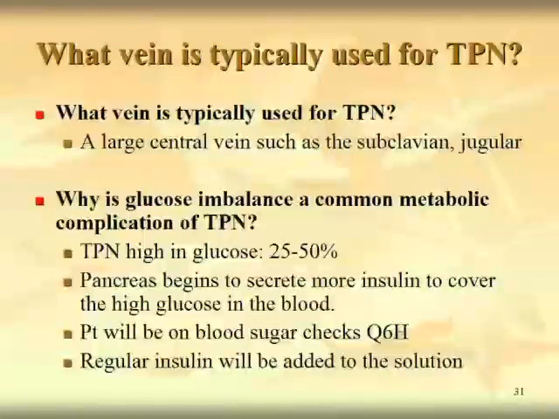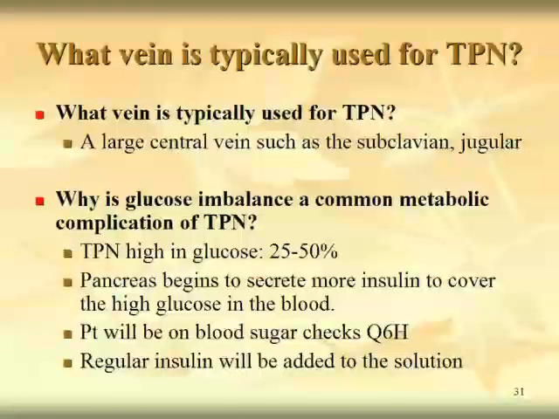And the issue with TPN is there's always that risk for a glucose imbalance, because TPN is very, very high in glucose. Most solutions are a 25 to 50% solution. And what happens is that the pancreas starts to secrete more insulin to cover this high glucose load that's in the blood. So the patient actually needs to be on blood sugar checks about every 6 hours. And many physicians will order regular insulin to be added directly to the TPN solution.